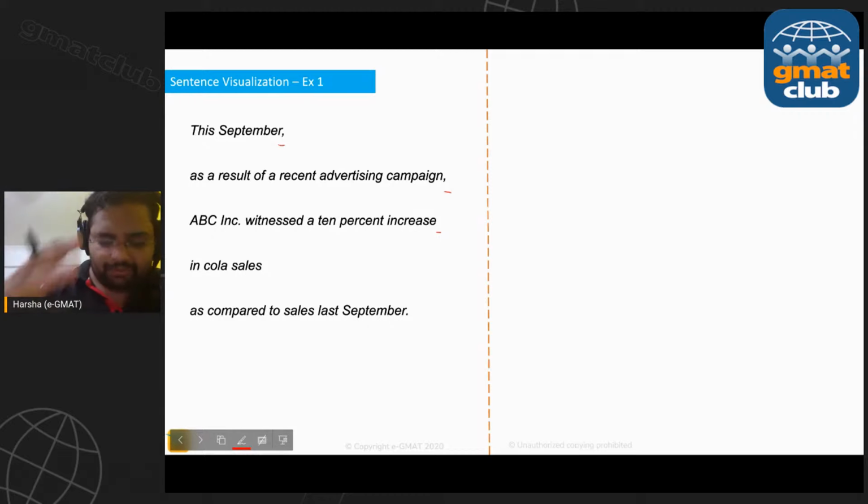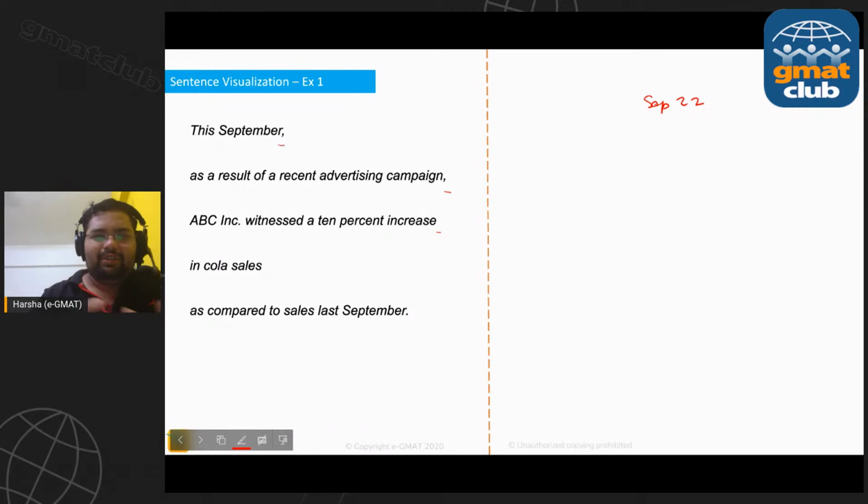So this September, so we're talking about this September. So the minute I read this September, I'm thinking about September 2022. So far, so good. So this September, as a result of a recent advertising campaign. So something happened as a result of the recent advertising. There's a recent advertising campaign, and something happened as a result. This is the cause. So this September, as a result of a recent advertising campaign, ABC Inc., obviously a company, it witnessed a 10% increase. So you saw a 10% increase.